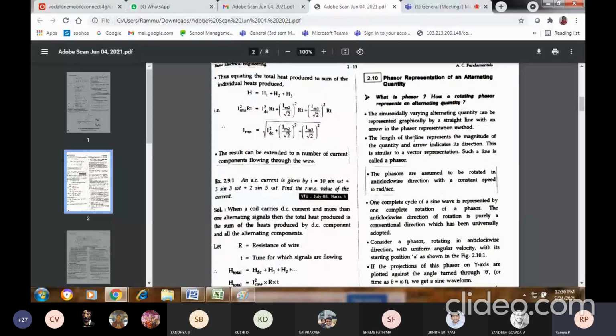Then next, I think you don't have any doubt with the RMS, average, any of the concepts till now. Okay, now we will move forward. The next topic is phasor representation of alternating quantity. What do you mean by phasor? Why are these phasors required?